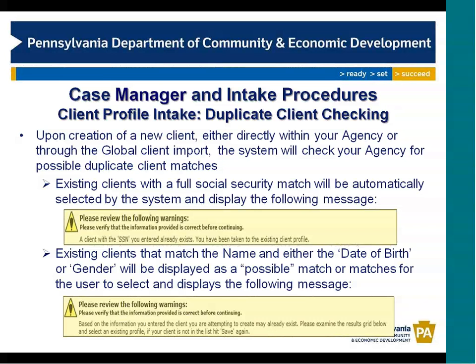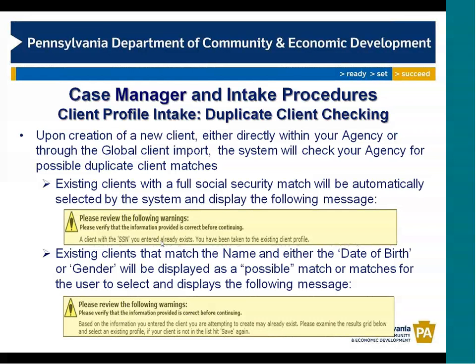If the system does find a full match, which is basically a name and a full 9-digit Social Security match, the system will flash this message on the screen: a client with the Social Security number you entered already exists, and it'll automatically merge the 2 profiles. It'll take the existing one and the new information that you've entered and give you the best match of the data on the screen, and it allows you to look over that information, hit save, and saves you the trouble of going through any duplicate checks later.